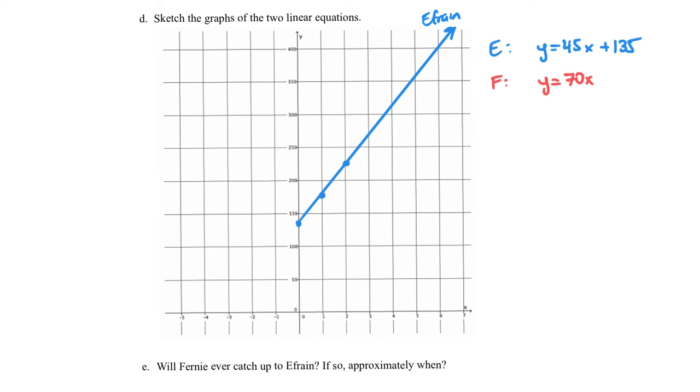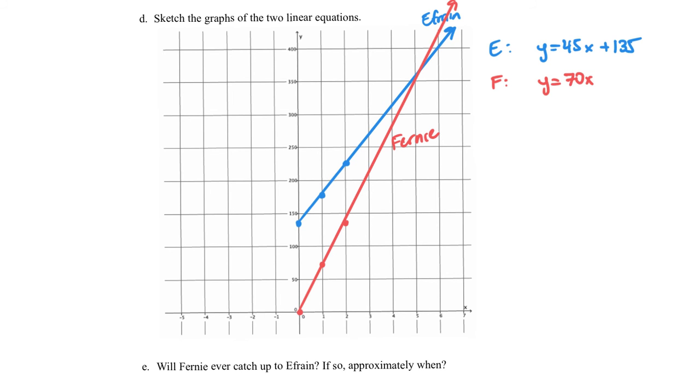All right, how about Fernie? Fernie has a y-intercept of 0, and then he's increasing by 70. So his next point is going to be right about here. And then after that, he's at 140. And then we've got enough to go ahead and draw his graph. These are not going to be perfect. We're going to do the best we can with this. It's going to be something like this. All right, so this is going to be Fernie. Okay, so I've gone ahead and graphed these two things.